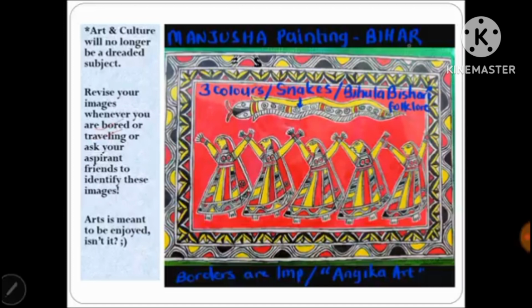See, three colors are used, then the human figures in the form of X, right? And use of snake, the Bihula Bishari folklore. Borders are important here. It is called Angikat and stuff like that. So it becomes easier to remember. Whenever anyone talks about Manjusha painting, this image flashes in front of your eyes, and you can easily recollect the important points.